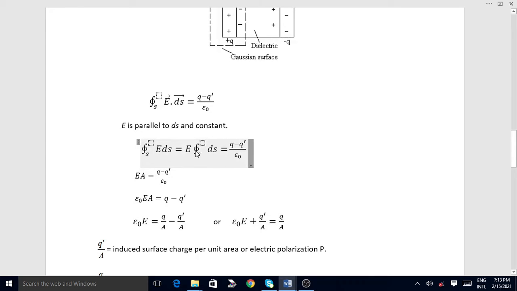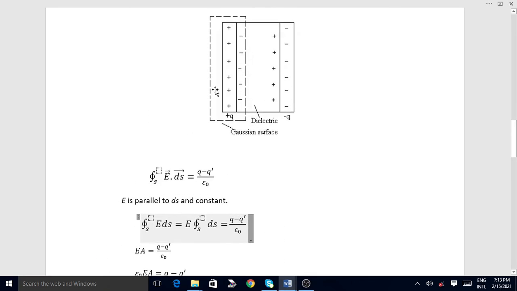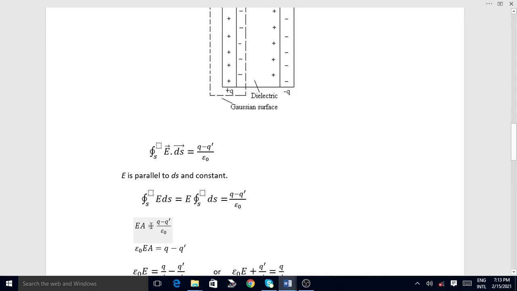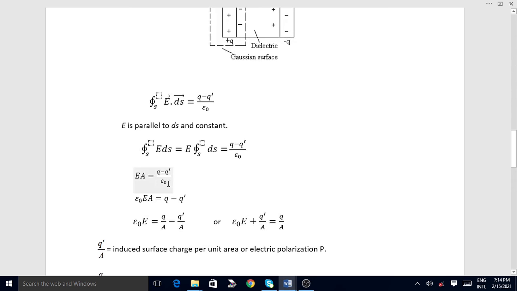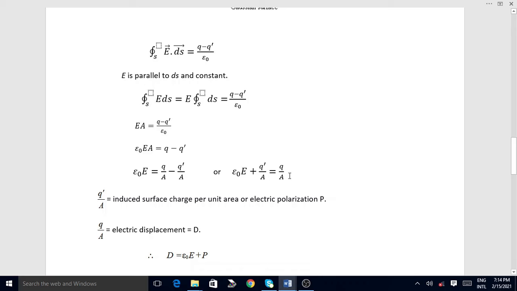Then only this term remains, the surface integral of ds. The whole surface is divided into ds areas, and you add them. That is the meaning of the surface integral of ds. That is actually equal to the area of the capacitor plate. Total ds is nothing but the area of the capacitor plate. So therefore, E into A equals Q minus Q dash divided by epsilon naught. Simplifying this, you get this expression.